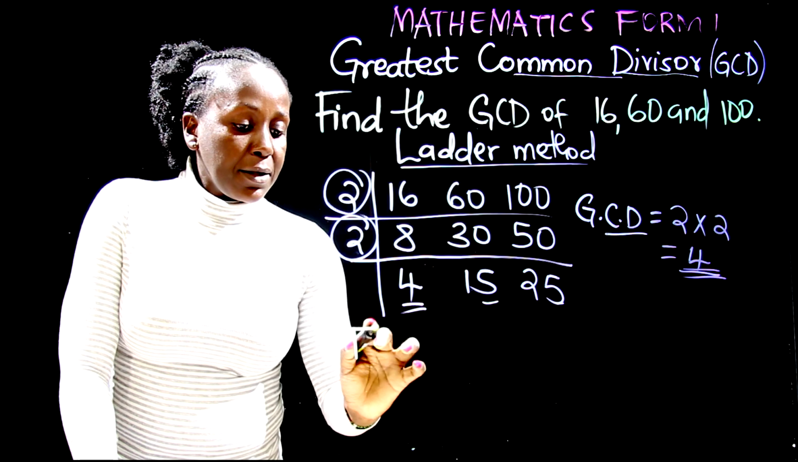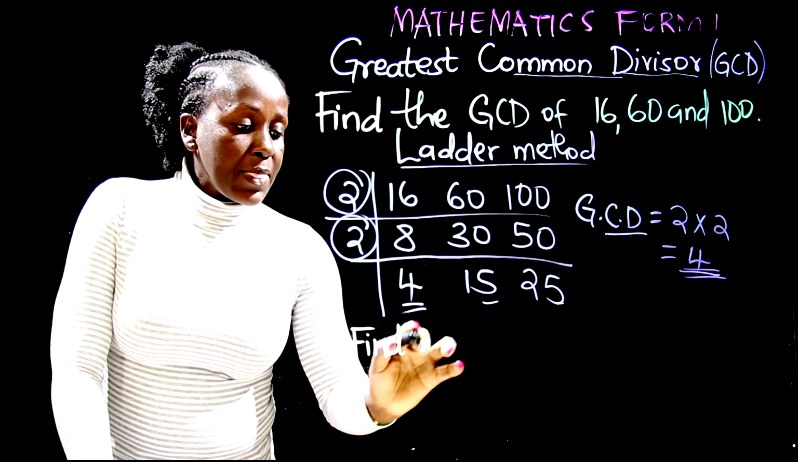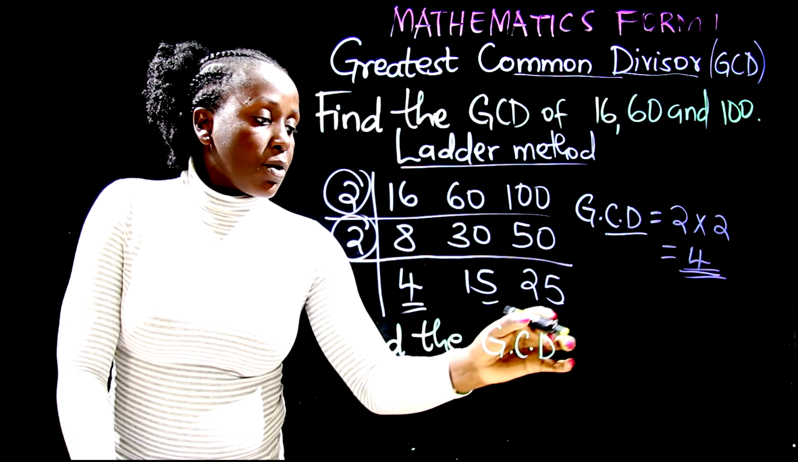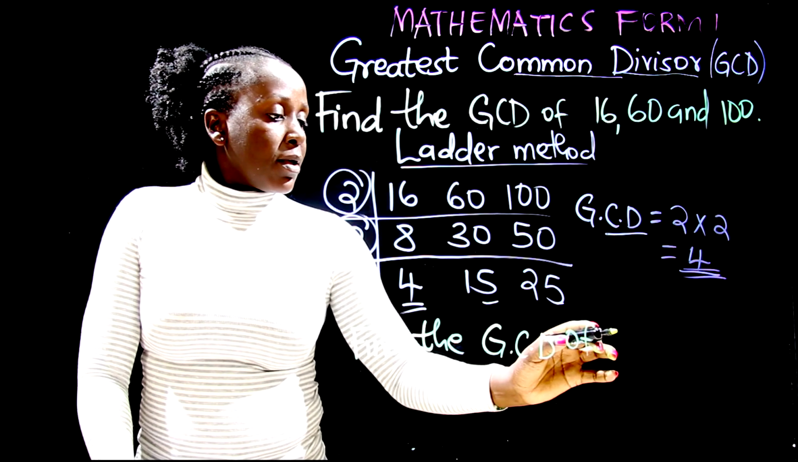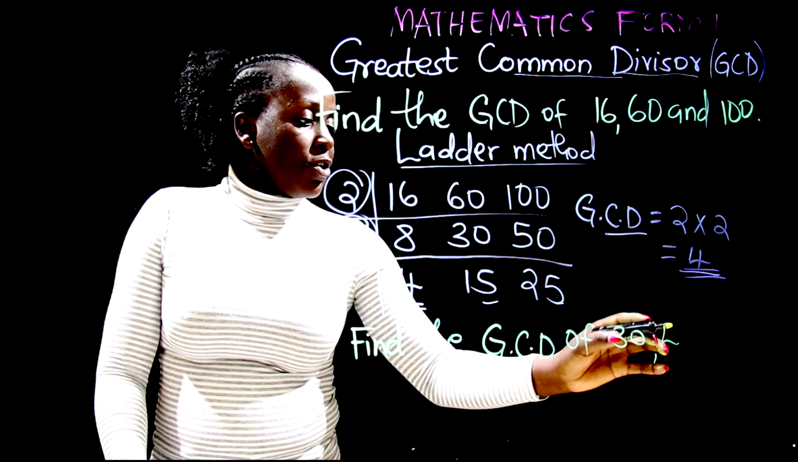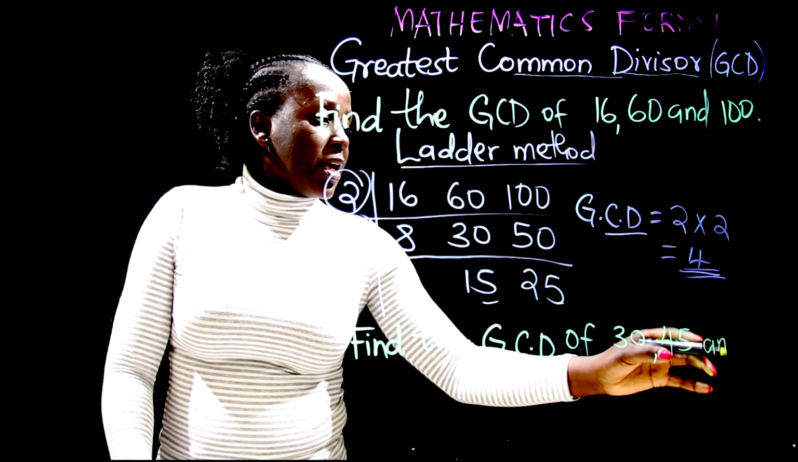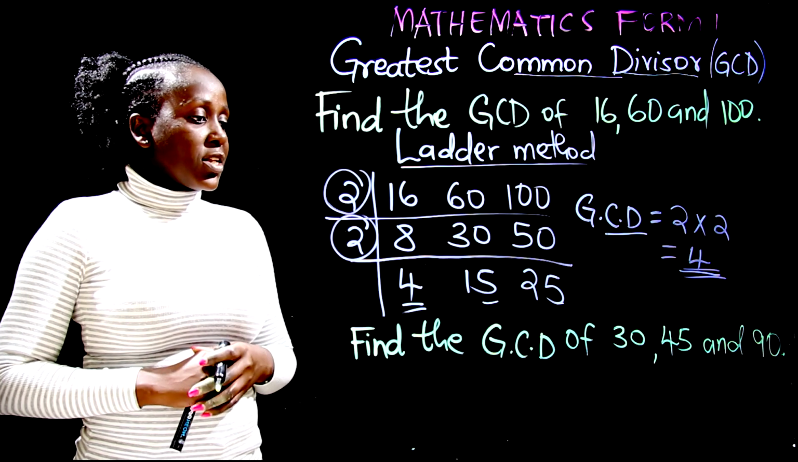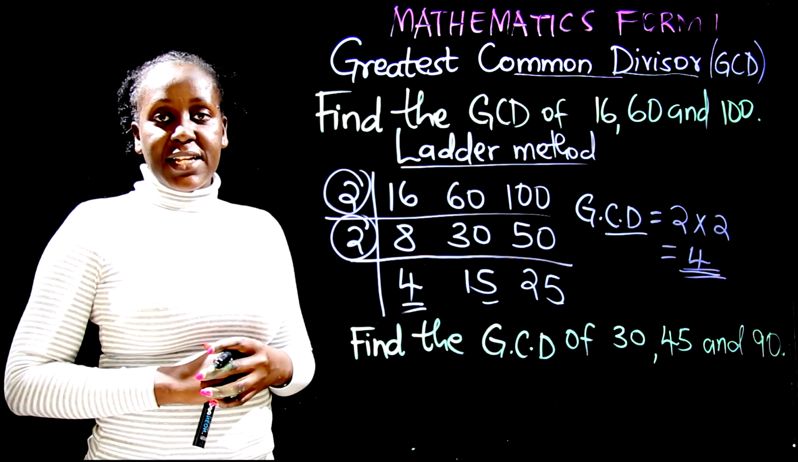So find the GCD of 30, 45, and 90. So attempt this question and I'm sure that you will get it right.